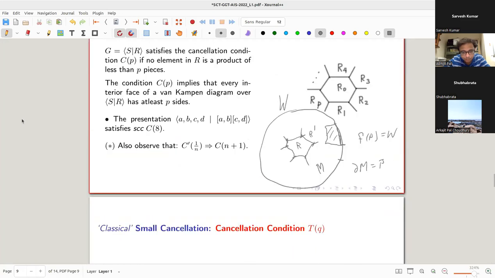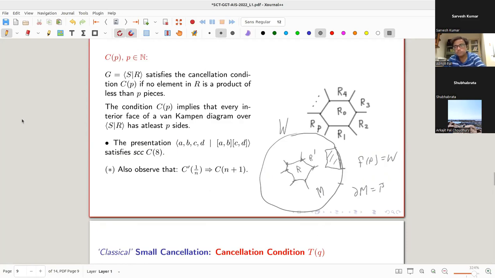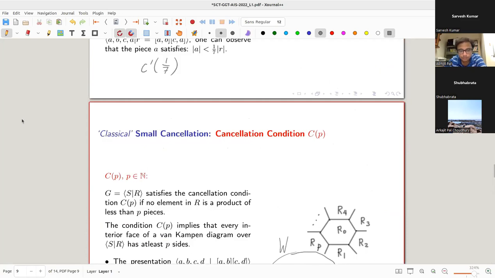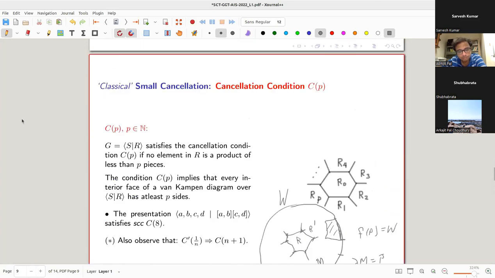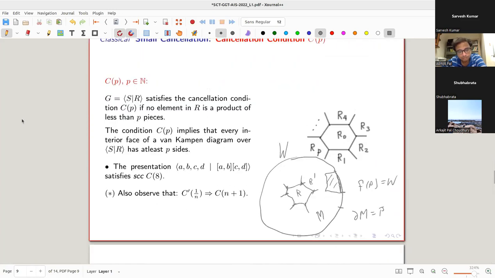And one other thing we can observe here is that it satisfies C8. This group satisfies C8 because the relators have length 8 and the pieces are length 1. So it satisfies C8, but it satisfies what? C'(1/7). So that's what it is saying.